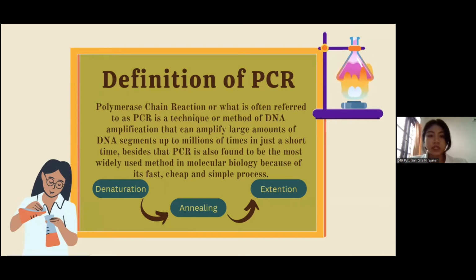There are 3 stages and steps of the PCR. The first one is denaturation, the second one is annealing, and the last one is extension. Okay, that's all from me. So the next slide will be presented by my friend. Thank you.